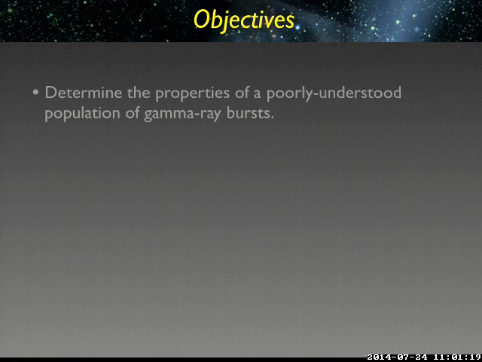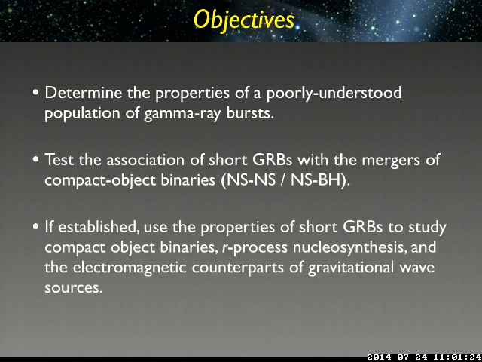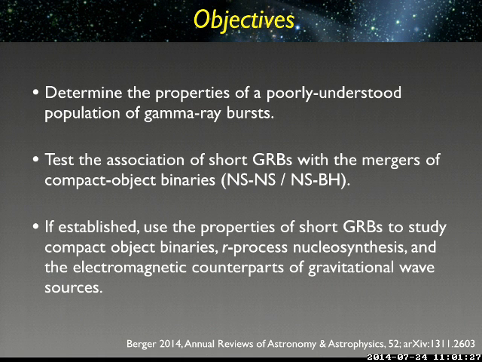Okay, so these are the objectives. I think first and foremost, for me as an observer studying gamma ray bursts, the first objective is to just determine what the population of short gamma ray bursts are, what their properties are, and then test the association with the mergers of compact objects. It's a model that's been around and has been very popular, and it's very attractive, but we really want to see if it holds up. And then if we can establish this connection, then we can use the properties of short GRBs to infer something about compact object binaries. That's part of what Zvi was talking about yesterday. Our process nucleosynthesis and the EM counterparts of gravitational wave sources.